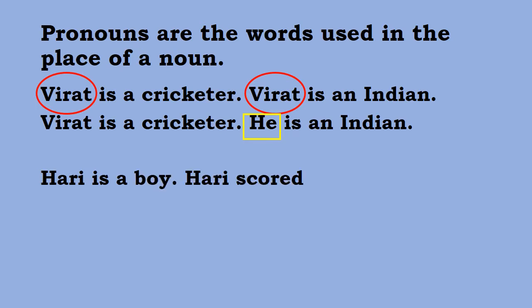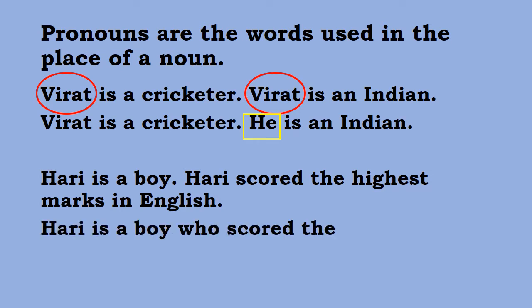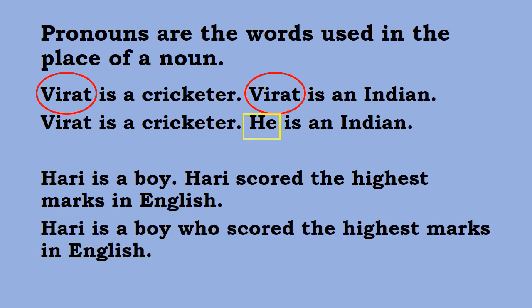Hari is a boy. Hari scored the highest marks in English. Here, the word Hari is used in both the sentences. Instead of keeping them as two different sentences, we can join them as: Hari is a boy who scored the highest marks in English. And what we have done is, we have replaced Hari with who. Hari, which is used in the second sentence, is replaced by a pronoun, who.